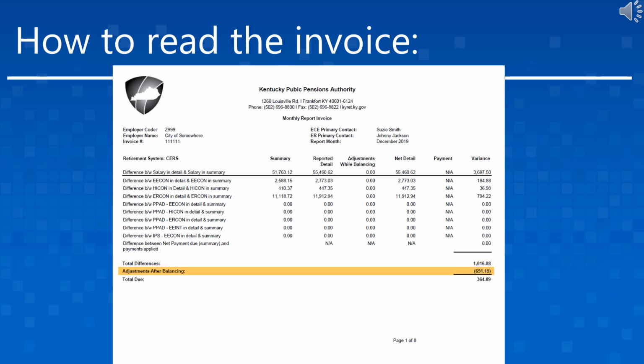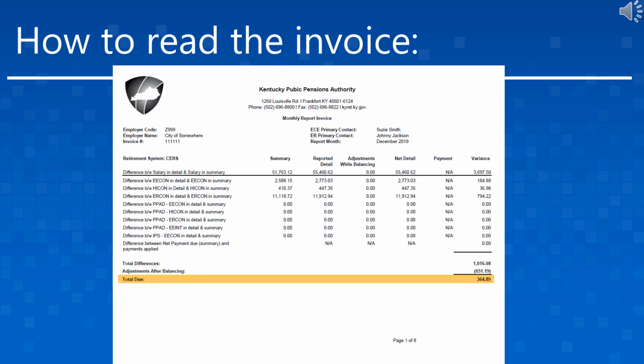This total is the variance of the contribution amounts on the error correction records and the adjustments of posted records. The balancing variance and the error correction adjustment variance is combined to find the total due on the invoice. Please remember, the variance total is on contributions only. We do not calculate the salary amounts into this.